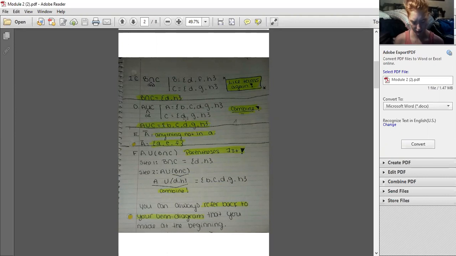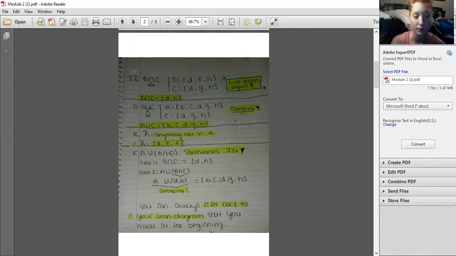Part E, we're going to be finding something a little bit different. It's called the complement. So we're going to be finding the complement of A, and that would just mean anything that is in the universal set that is not in A. So A has B, C, D, G, and H, and there is not an A, E, or an F in set A. So that would be the answer there.